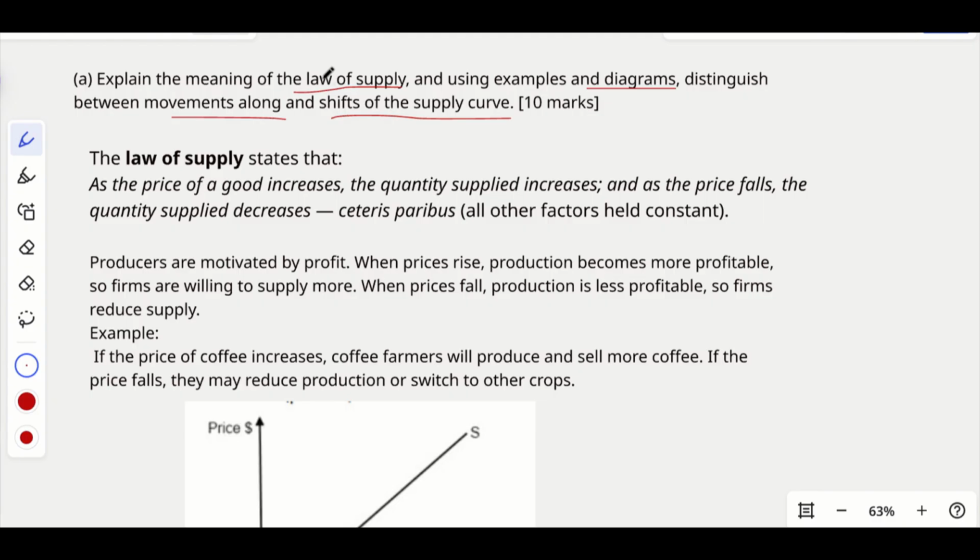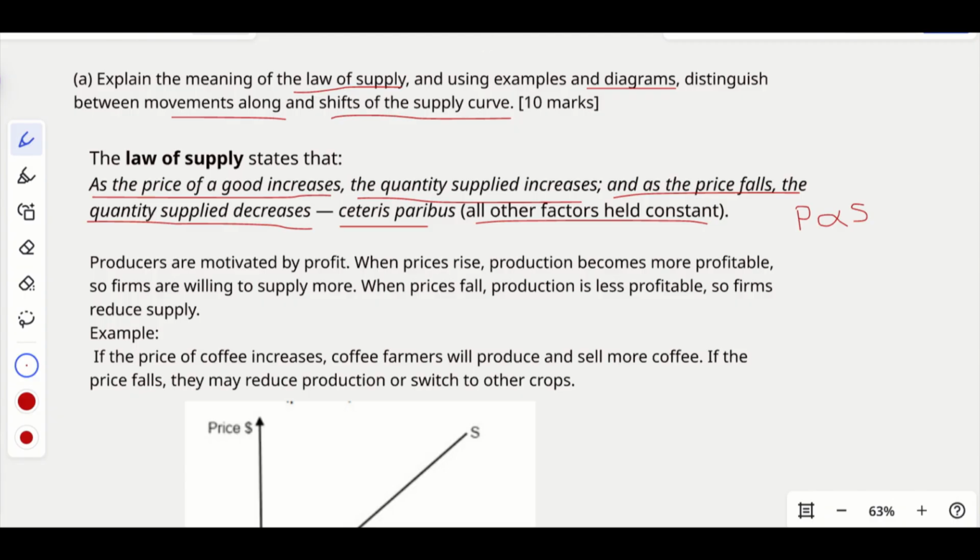Okay. So let's see what is law of supply. As the price of a good increases, the quantity supplied increases. And as the price falls, the quantity supplied decreases. Ceteris paribus, that is, all other factors held constant. So when all other factors are held constant, when the price increases, supply increases. When the price decreases, supply decreases. Okay, so price is directly proportional to supply. So this is the case.